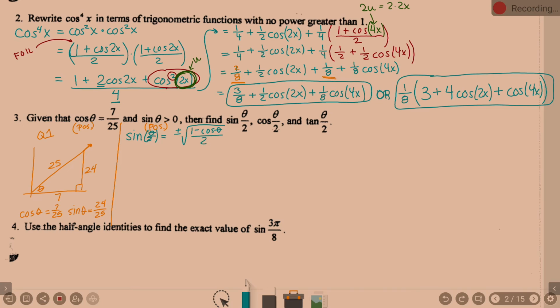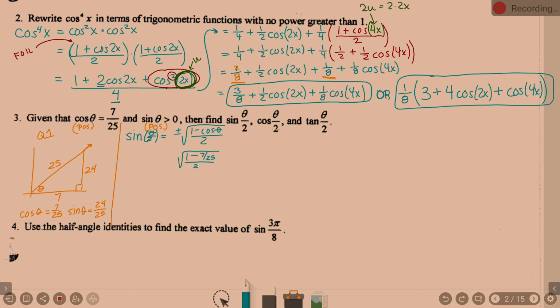One minus cosine theta over 2. So I'm going to fill in my information. 1 minus, what was cosine? 7 over 25, divided by 2. Now, it says plus or minus there, yes?